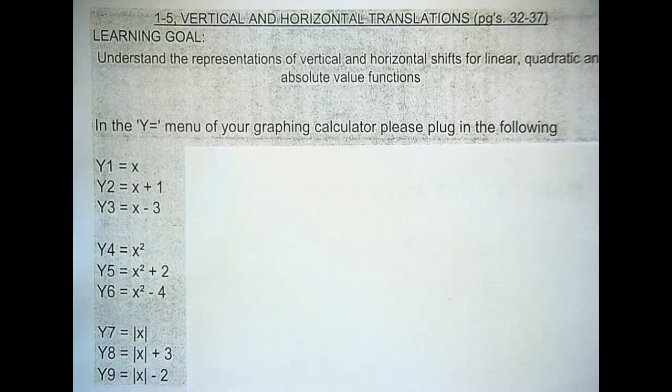Today you're going to do vertical and horizontal translations. Okay, the first thing you need to do is go through and put these into your y equals menu of your calculator. So y sub 1, y sub 2, y sub 3, and so on. I don't have those in subscript form. Okay, but we want to get those in there.